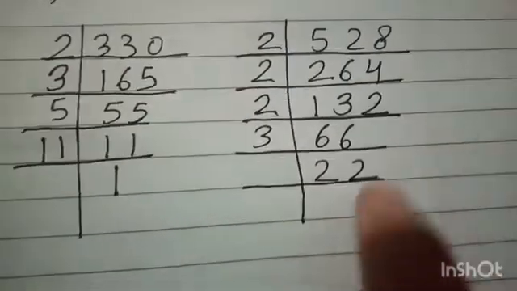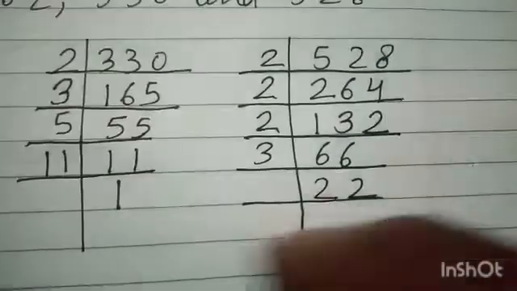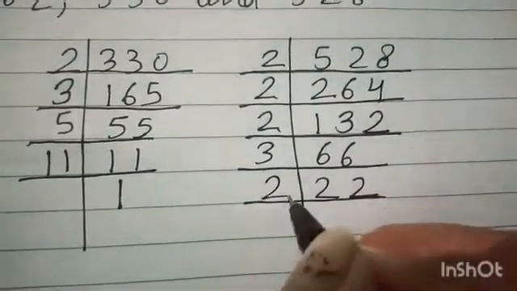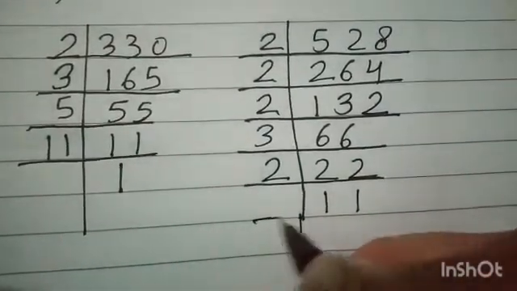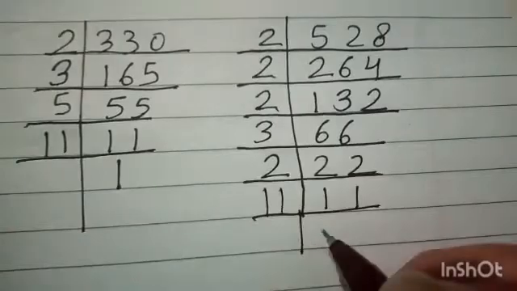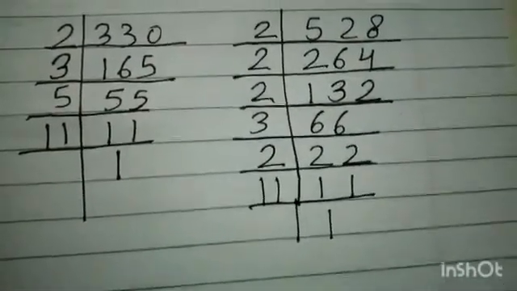Now this is even, so it can be divided by 2. 2 1s are 2, 2 1s are 2. In the table of 11, I get 11 divided by 11, 1. If you want you can solve this by 2 also. 2 3s are 6, 2 3s are 6, and so on.